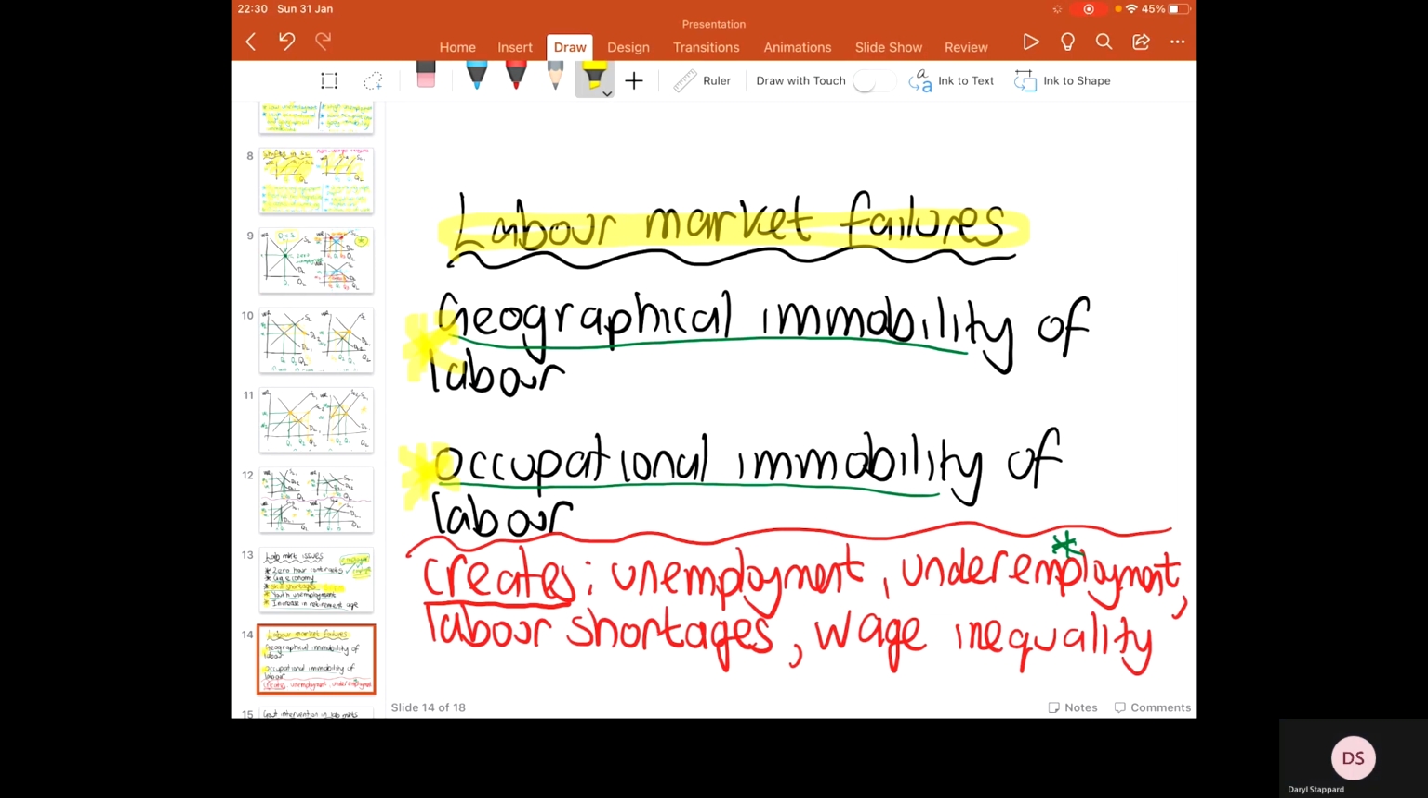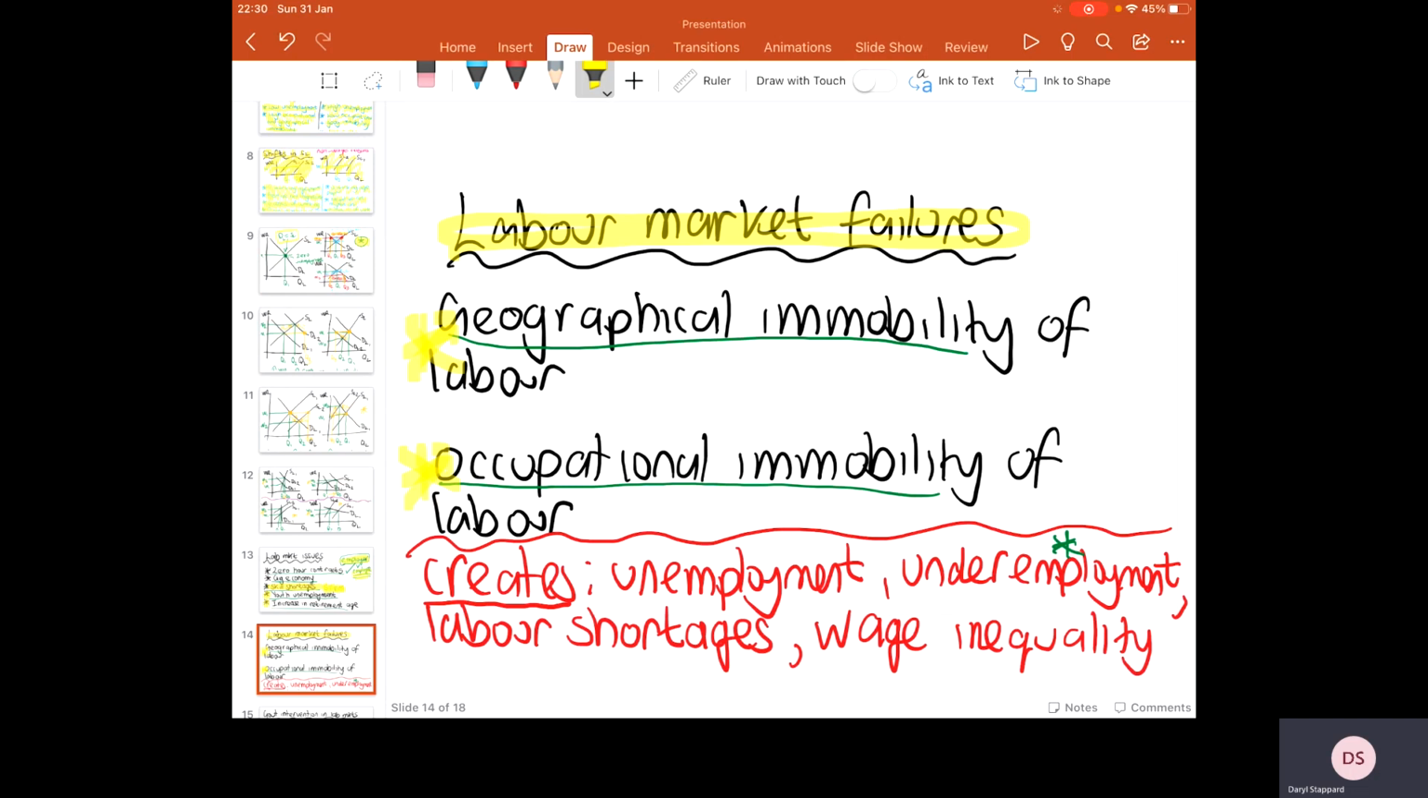Now, occupational immobility of labour is where people lack the appropriate skills. In other words, if people haven't got the skills demanded by businesses, they're going to find it difficult to supply their labour.